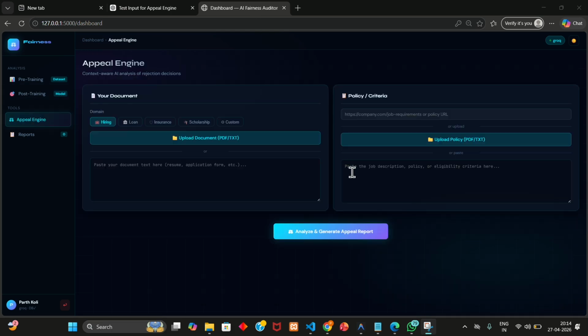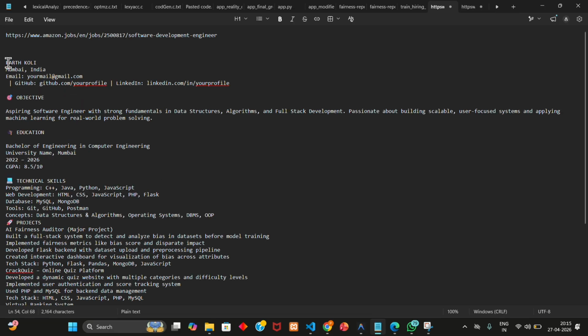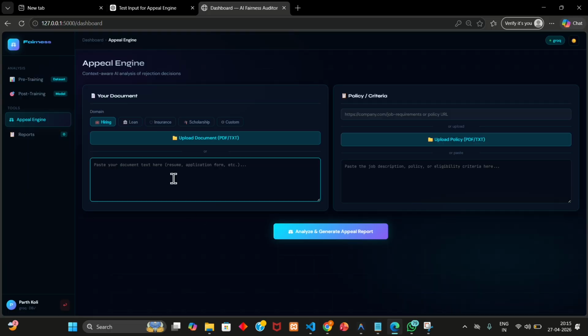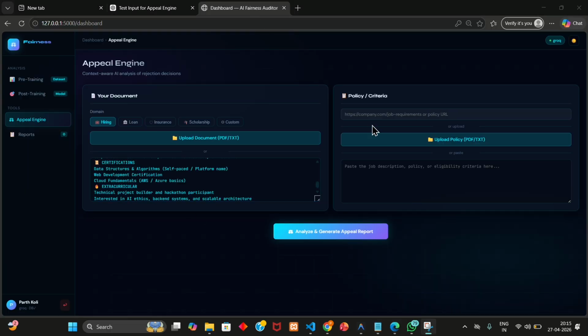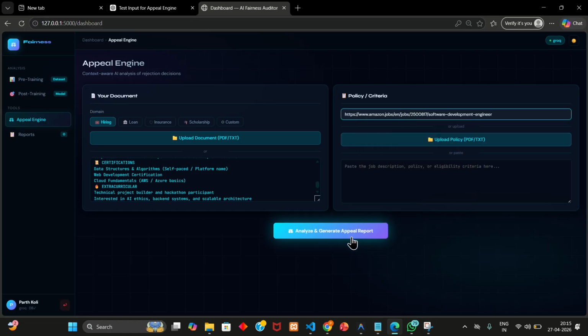Now, another feature is the appeal engine. If you are applying for a job and you have a resume, for example, over here, this is the resume. I will copy my resume and paste it here. Then I will paste over here the company for which I am applying. So it will do a proper analysis, based on my resume, of whether I will get selected in this company or not.